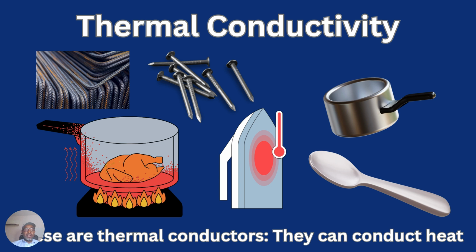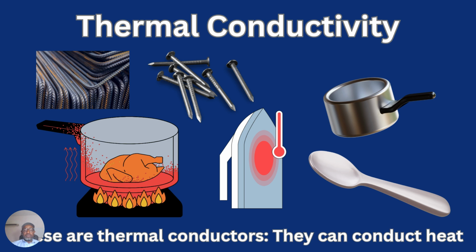We have this metal used in building. We have nails. We have frying pot. We have a pressing iron here. We have cooking pot here, and we have a metal spoon here. These are thermal conductors. They can conduct heat. Okay, so if I want to cook, I know which materials to use. If I want to use a spoon, I know whether this spoon can conduct heat or not.